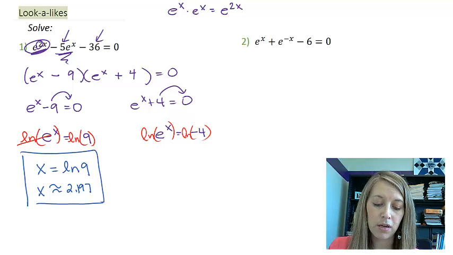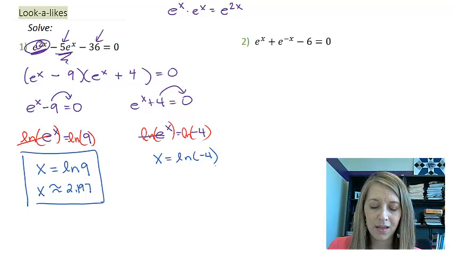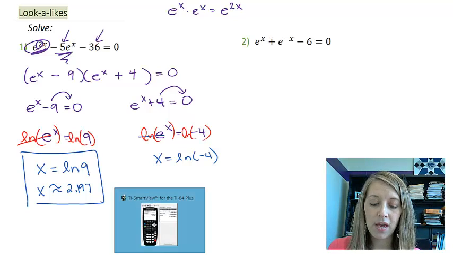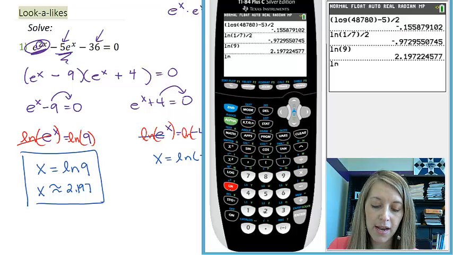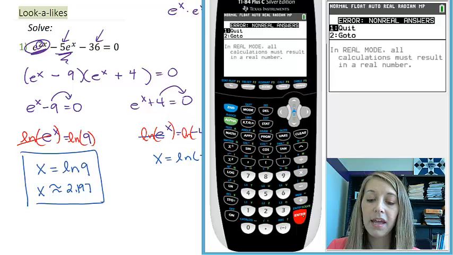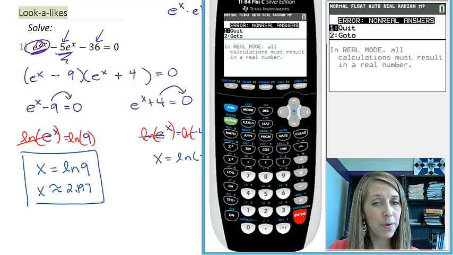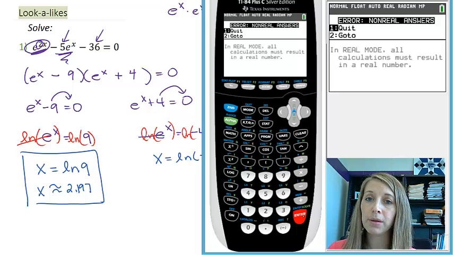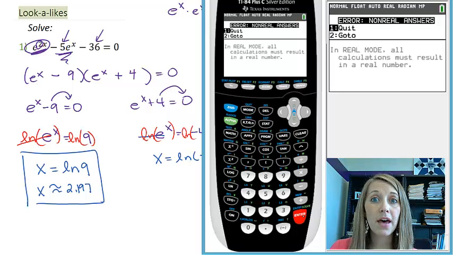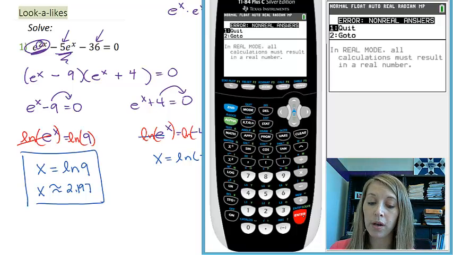Let's look at the other one here. Again, the natural log and the e cancel out, and so x is equal to the natural log of negative 4. And let's go ahead and punch that into my calculator. Natural log of negative 4. It gives you an error, which I was hoping that you would catch before we actually punched it into the calculator, but I'm definitely hoping that you realize what's going on now.